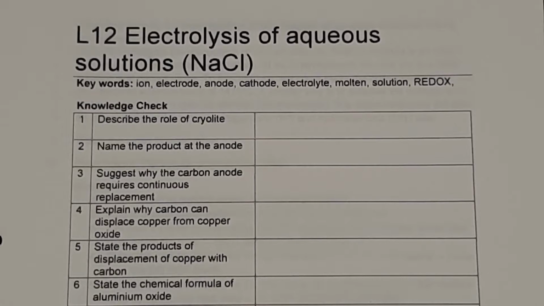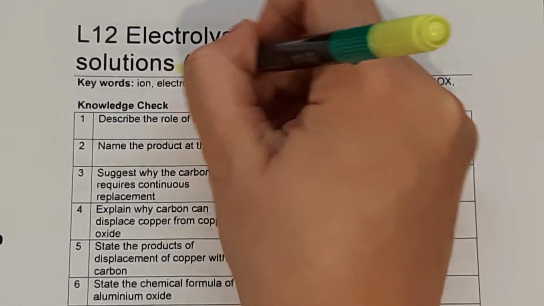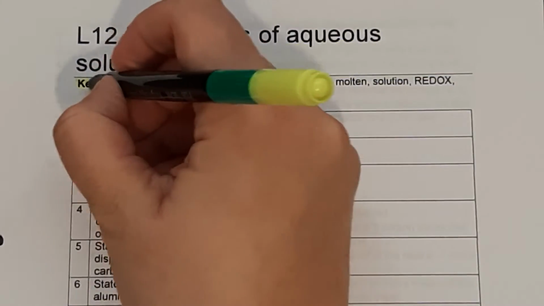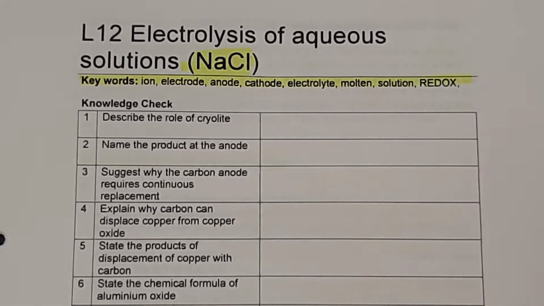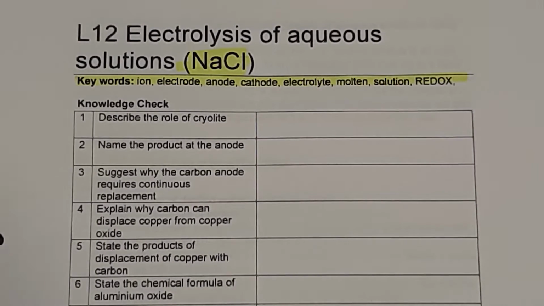We're on lesson 12, Electrolysis of Aqueous Solutions, and our example of NaCl, which is sodium chloride. Today's key words are ion, electrode, anode, cathode, electrolyte, molten, solution, and redox.